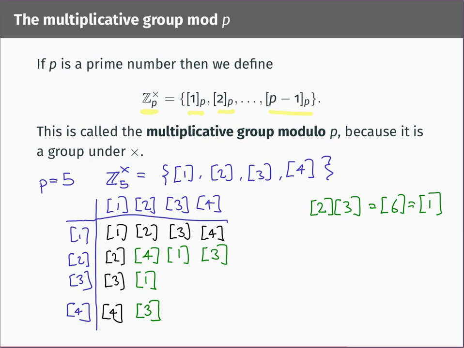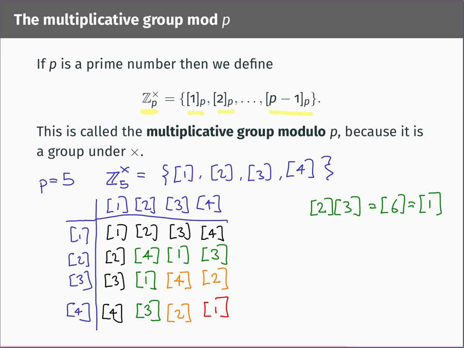And moving one step further in, we've got 3 times 3 here. The class of 3 times the class of 3 is the class of 9. And 9 is congruent to 4 mod 5. So this is 4. 3 times 4 is 12, which is 2. So we've got 2's. And finally at the bottom, 4 times 4 is 16, which is 1. Okay, so we can see what's going on here.